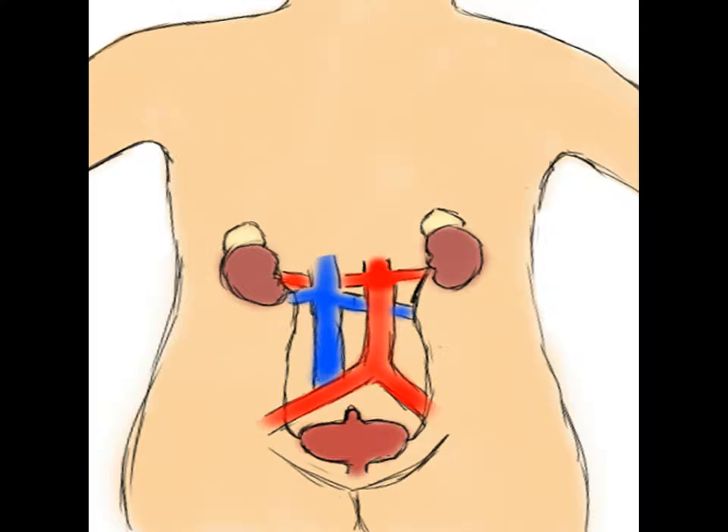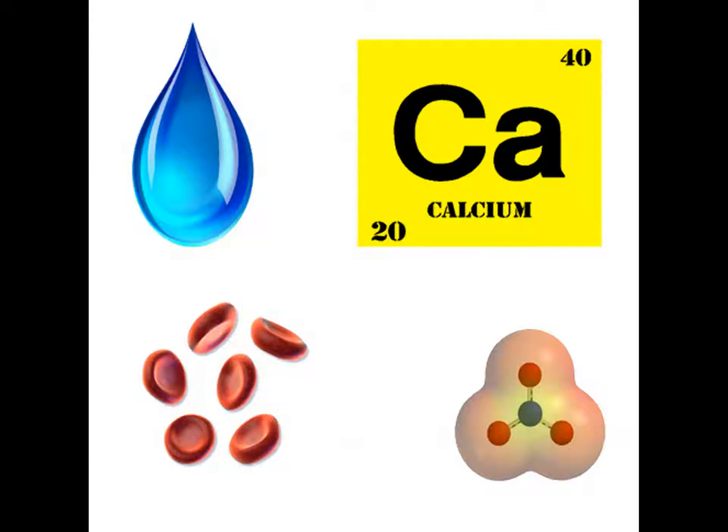Besides filtering and eliminating waste from the body, the urinary system also maintains the homeostasis of water, ions, pH, blood pressure, calcium, and red blood cells.